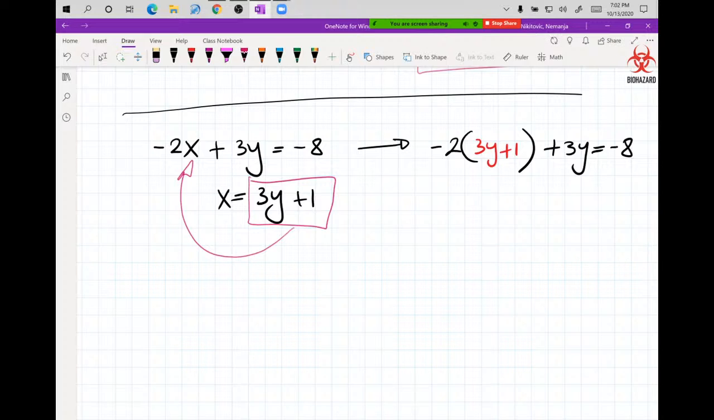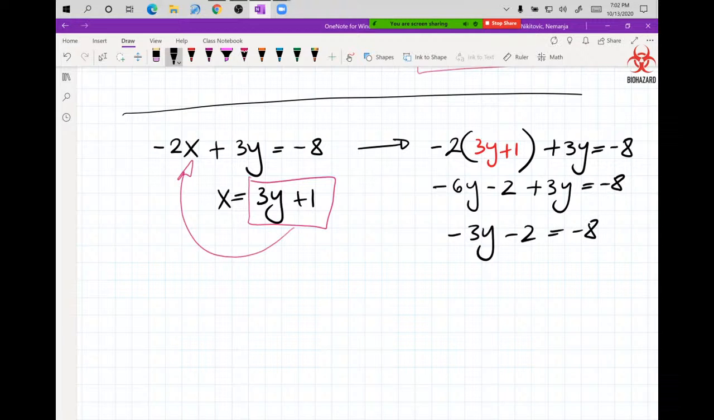So negative 6y minus 2 plus 3y equals negative 8. You distribute negative 2. Then you combine like terms. So negative 6y and 3y, that's going to be negative 3y. Minus 2 equals negative 8. Add 2 to both sides. That gives you negative 6. And when you divide by negative 3, you have y equals 2.